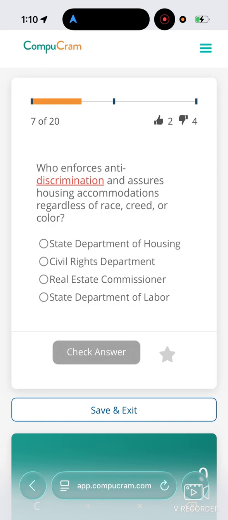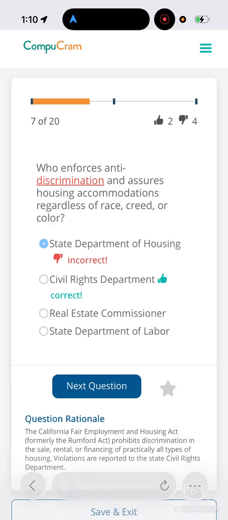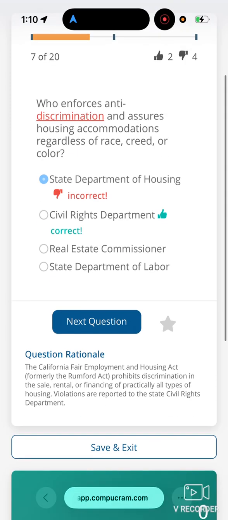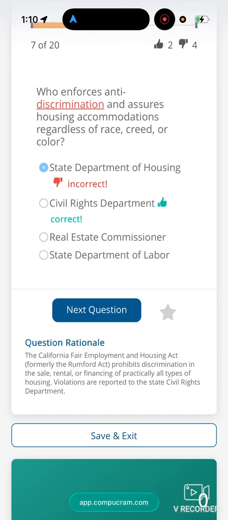Okay, number seven. Who enforces anti-discrimination and assures housing accommodations regardless of race, creed, or color? State Department of Housing, Civil Rights Department, Real Estate Commissioner, State Department of Labor. State Department of Housing. Ooh, Civil Rights Department. All right, question rationale. The California Fair Employment and Housing Act, formerly the Rumford Act, prohibits discrimination in the sale, rental, or financing of particularly all types of housing. Violations are reported to the State Civil Rights Department.